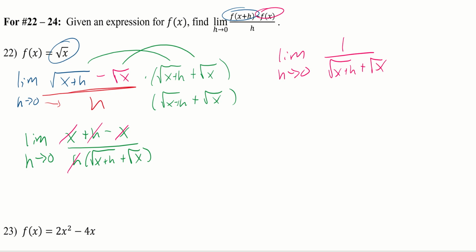Now my next step is I'm going to plug in h of 0. Okay, so I'm going to plug in h of 0 in this case. And I end up with 1 over square root of x plus 0, so just square root of x plus square root of x. So this comes out to be 1 over 2 square root of x. And this is okay.